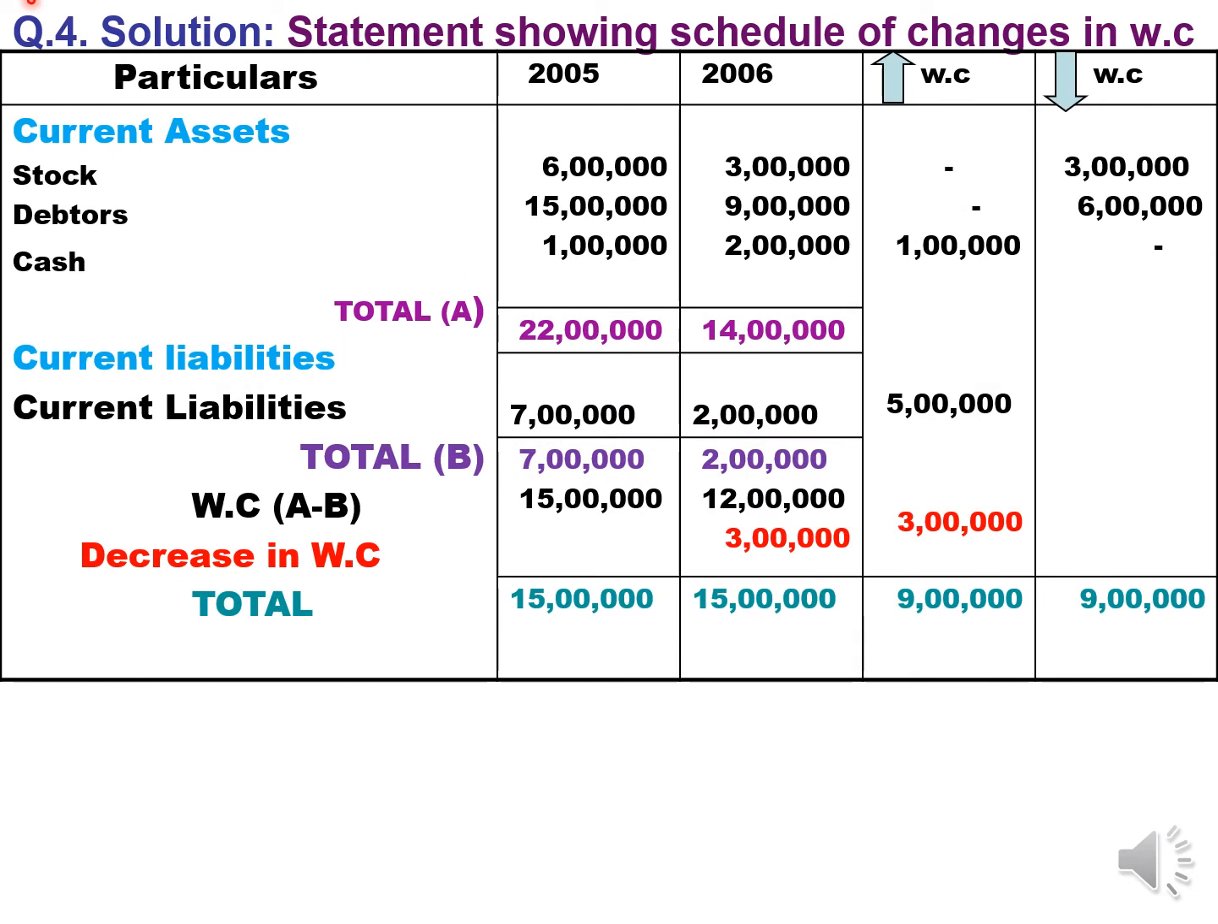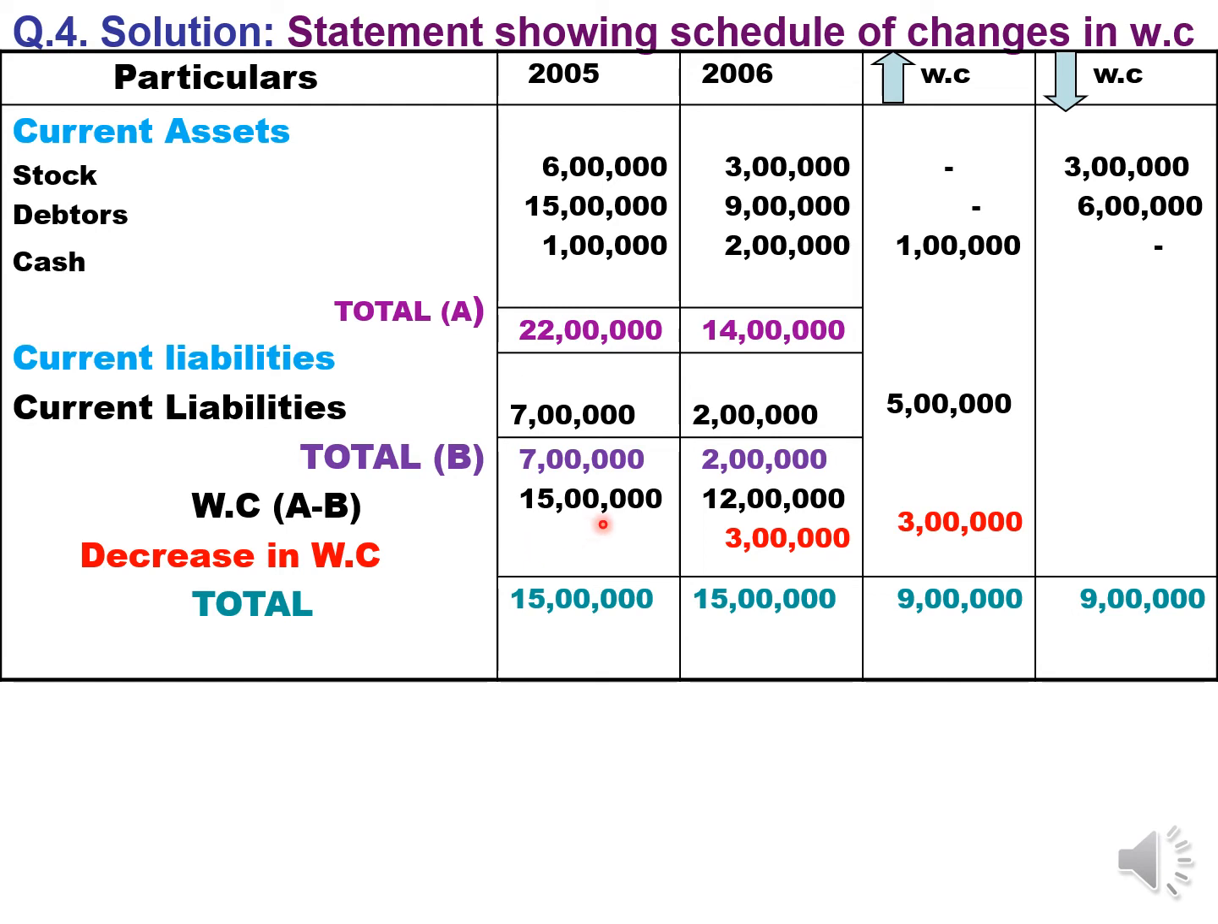So student, this is a statement showing schedule of changes in working capital. Stock, there is a decrease in stock of 3 lakh. So working capital will decrease. There is a decrease in debtor 6 lakh. So working capital will decrease. There is an increase in cash of 1 lakh. So working capital will increase. Then current liability decrease of 5 lakh will result in increase in working capital.